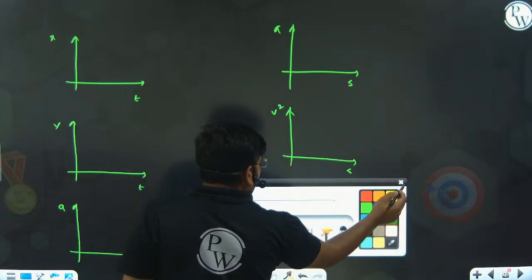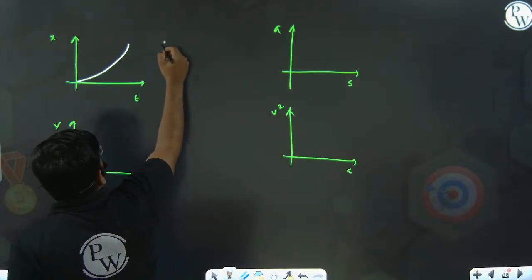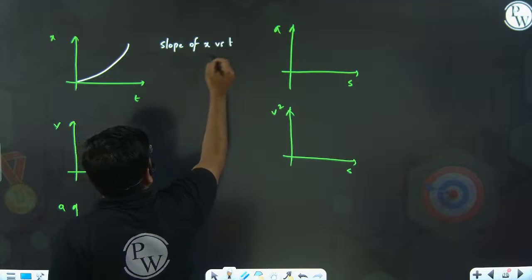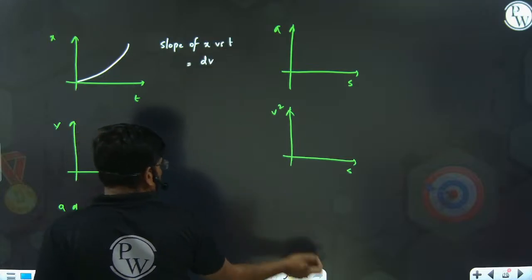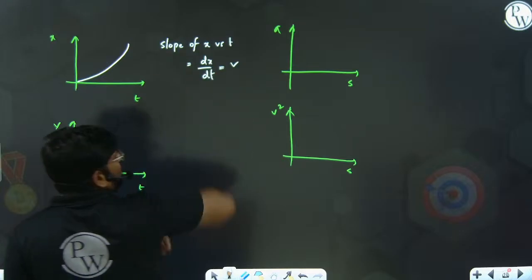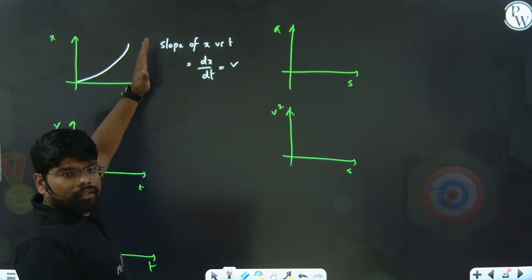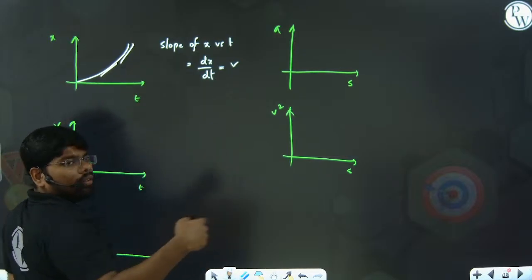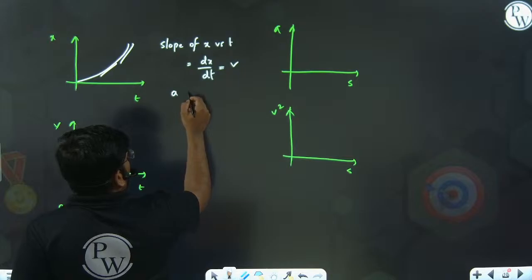So here what will happen? If you have the graph, the slope of the x versus t graph is nothing but differentiation. So differentiation gives us velocity. So slope gives you velocity. Here if you have an x-t graph, the slope gives you velocity. And if you see different slopes, it means velocity is varying, so acceleration is there.